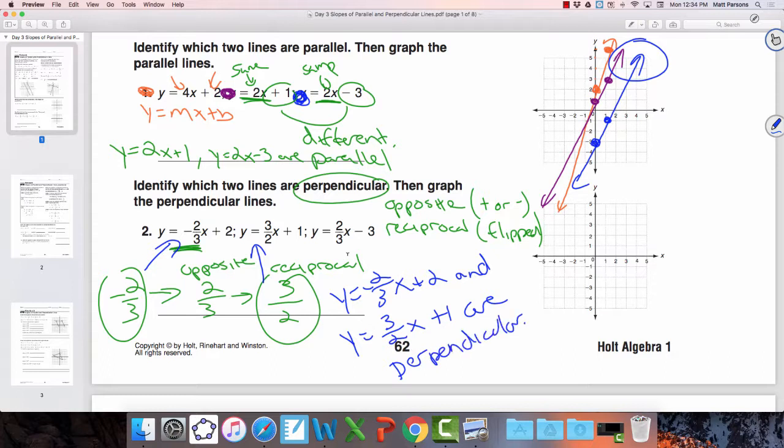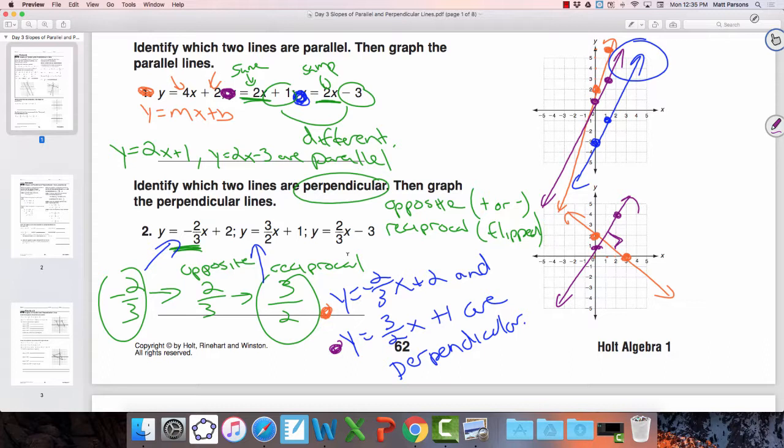If I graph both of those, I'll graph this one in orange. I start at 2, and then I go down 2/3: 1, 2, 1, 2, 3. And I can graph that line. I'll graph this one in purple. Now I'm going to start at 1, and go up 3/2: 1, 2, 3. I'm going to draw that line. Do you notice that it makes a right angle right here?